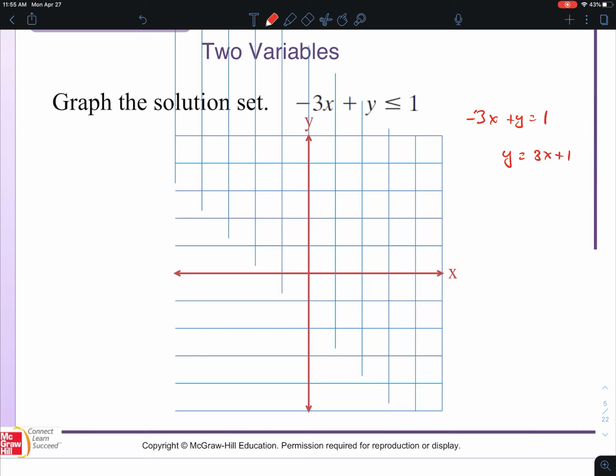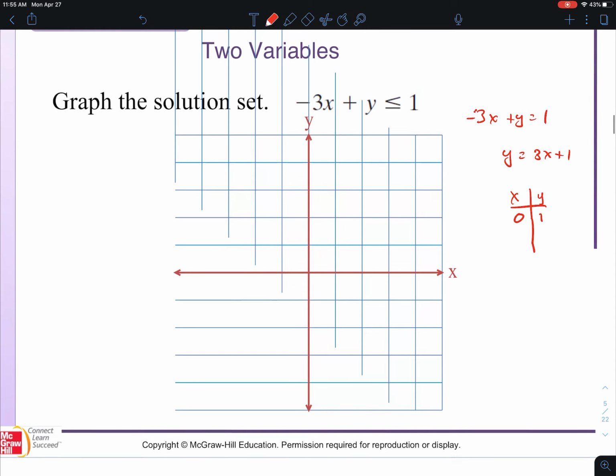So that becomes y is equal to 3x plus 1. So we're going to go ahead and do a table. I'm just going to pick when x is 0, y is equal to 1. You can see that 3 times 0 is 0, and 0 plus 1 is 1. Then we're going to go ahead and pick 1. So 3 times 1 is 3, plus 1 is 4. So the two ordered pairs that I'm going to graph in order to do this line are 0, 1, and 1, 4. So x is 0, y is 1, that's that one. Then x is 1, and y is 4.